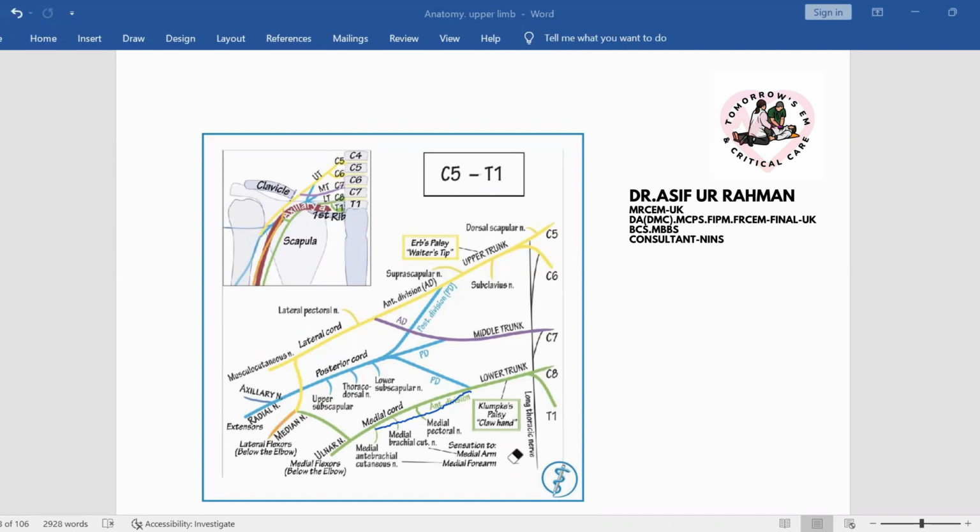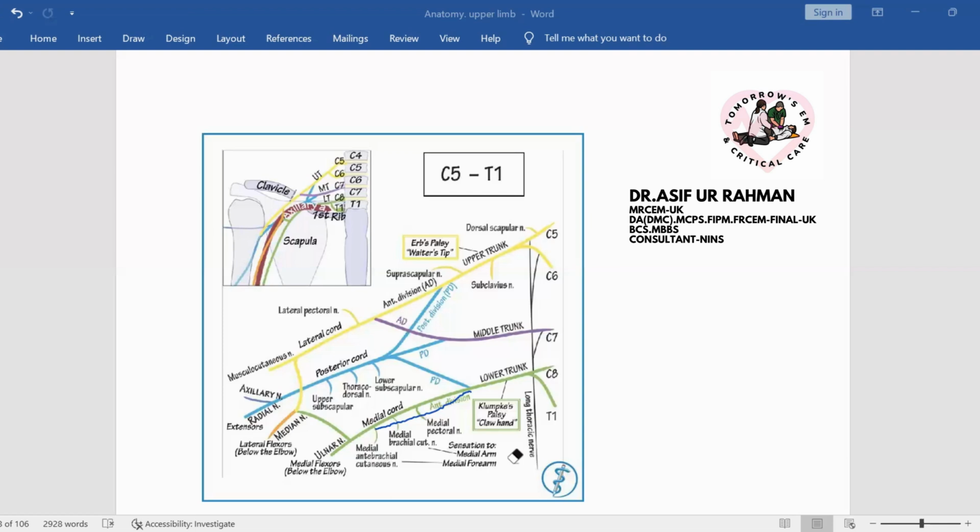It pulls the scapula forward, and it helps in overhead abduction along with which muscle? Along with trapezius. Excellent. That means it pulls the scapula forward, and in overhead abduction it works along with trapezius. Okay? That is the nerve supply, the long thoracic nerve.